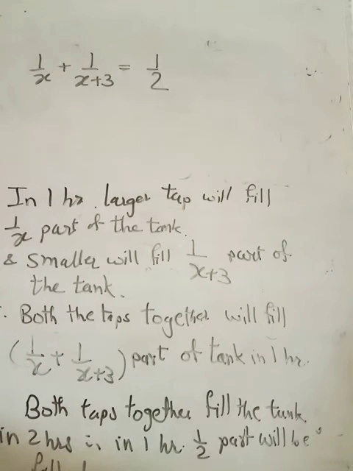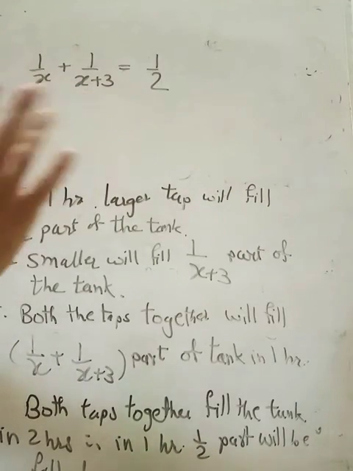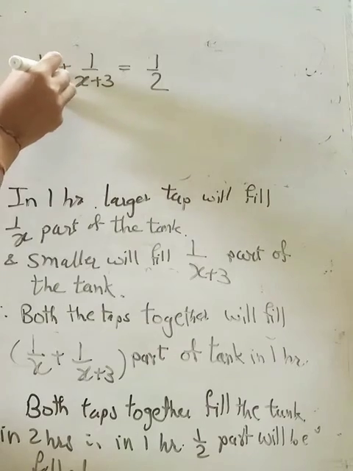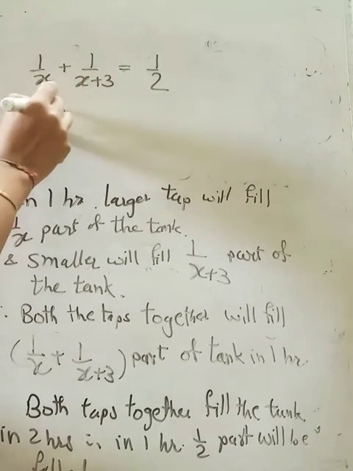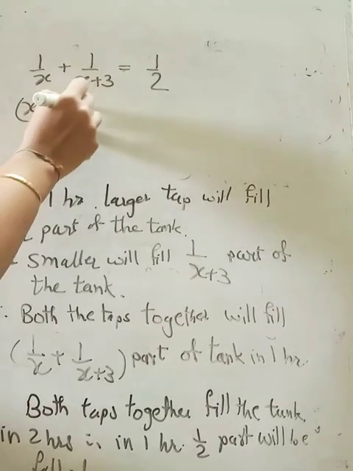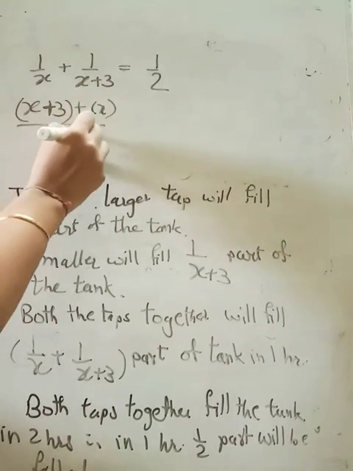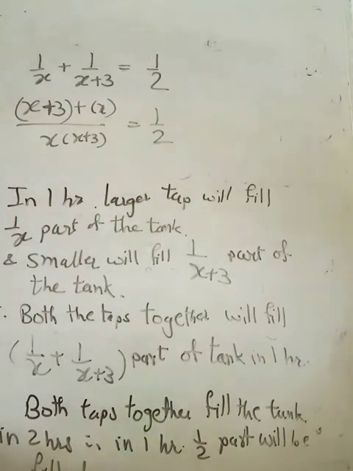Okay. Now children, here यहाँ पे x है, यहाँ पे x plus 3 है. You cannot just add it. You have to take the LCM, isn't it? So इसको इसके साथ मल्टीप्लाई करो, इसको इसके साथ मल्टीप्लाई. So cross multiplication what you will get? x plus 3 plus x upon x into x plus 3 is equal to half. Is this point clear? We have taken LCM. Just cross multiply, you will get it.